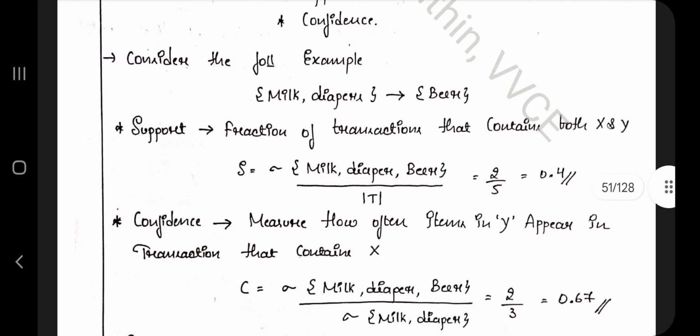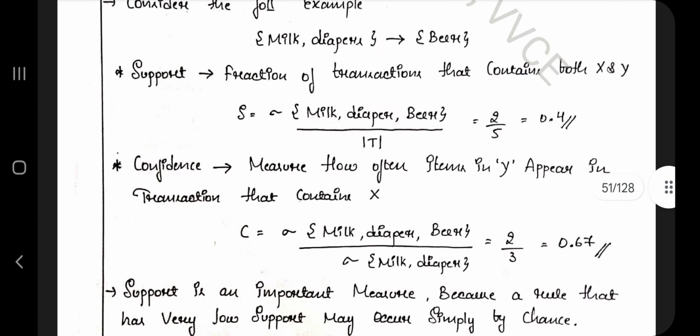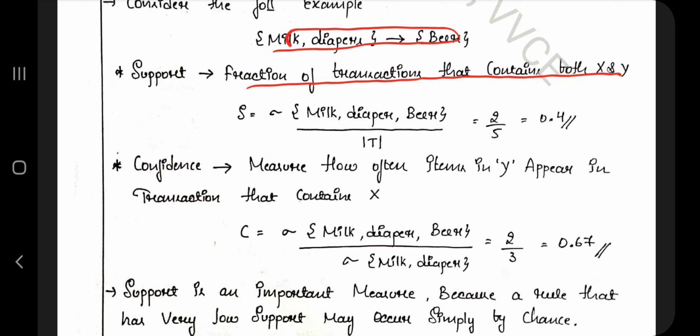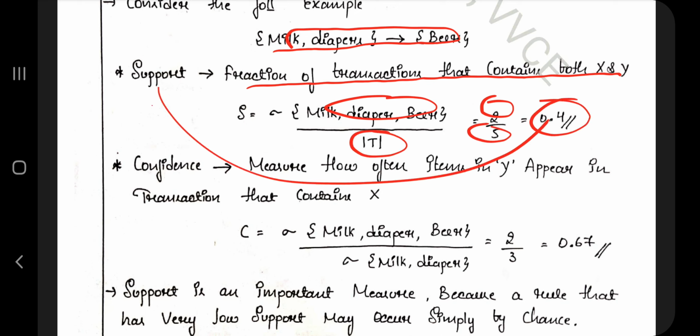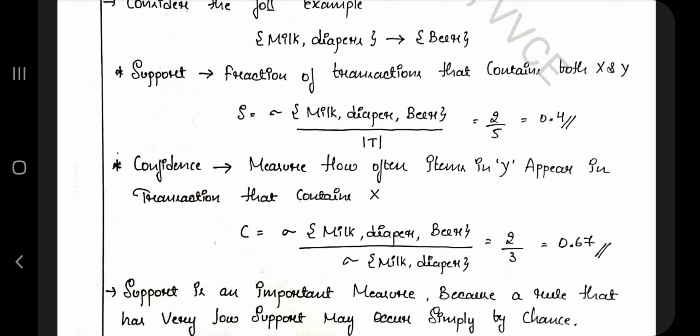Consider the following example: milk and diaper goes to beer. This is X and this is Y. So X is milk and diaper, and Y is beer. What is support? The fraction of transactions that contain both X and Y. Both X and Y means milk, diaper, beer. All these 3 things appear how many times? 2 times. And the total number of transactions is 5. So 0.4 is the support. You understood, right, how to find the support?